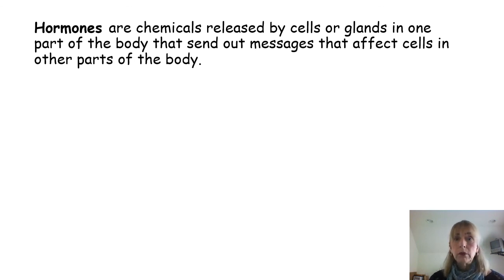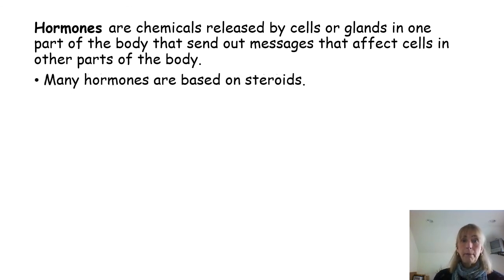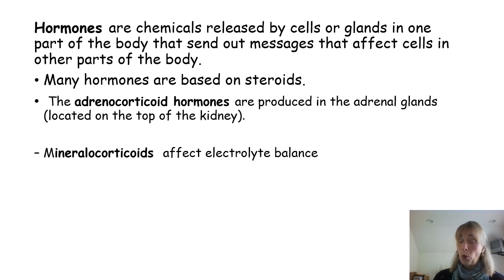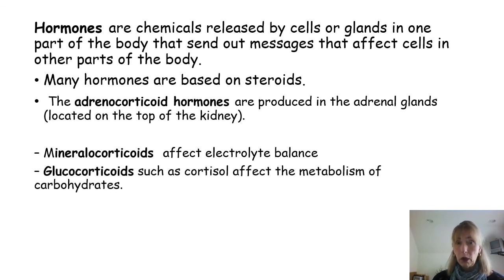Some more steroids, the steroid hormones. Hormones are chemicals that are released by the cells or glands in one part of the body that send out messages, and they in turn affect cells in another part of the body. Many of the hormones are based on steroids, and we said earlier that cholesterol serves as a precursor. The adrenocorticoid hormones are produced by the adrenal glands, which are located on the top of the kidney. Who are some of them? Well, we've got the mineralocorticoids. They affect electrolyte balance within the body. The glucocorticoids, such as cortisol, affect the metabolism of carbohydrates, gluco.